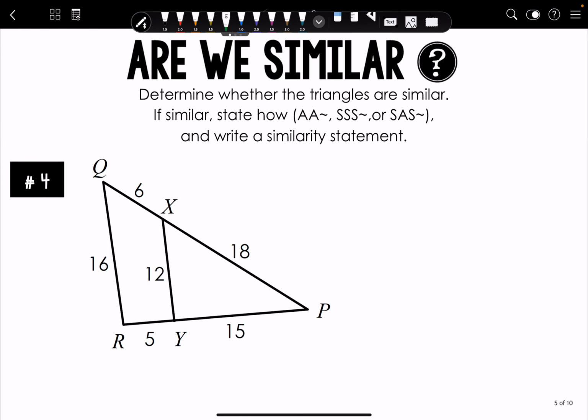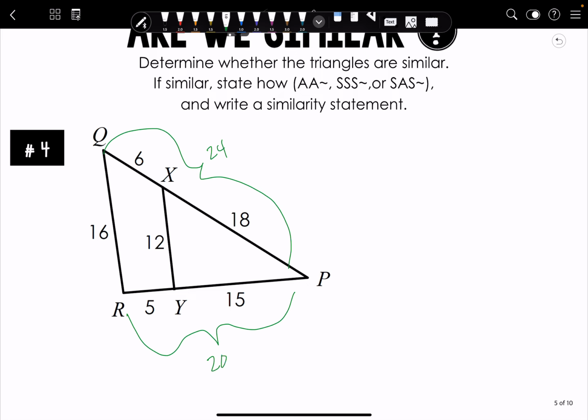All right, next one. Notice that on this big triangle, that entire length is 24. On this big triangle, it's going to be 20. So set up your proportion. I've got 15 over 20, 18 over 24, and 12 over 16. And let's determine if that is going to be similar or not.